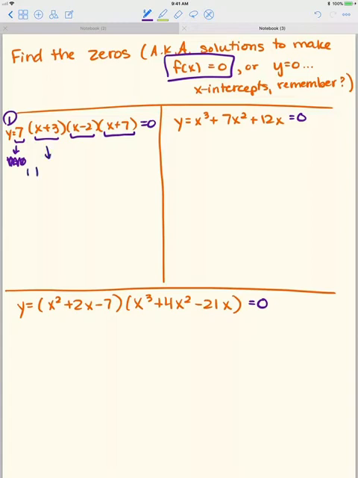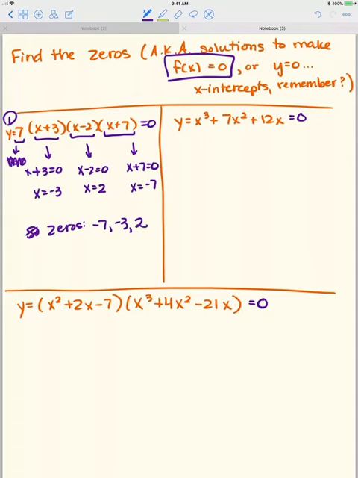So then we get that x plus 3 is 0, so we get the solution of -3. X minus 2 is 0 with the solution of 2, and x plus 7 equals 0 with the solution of -7. So here the zeros in increasing order are -7, -3, and 2.